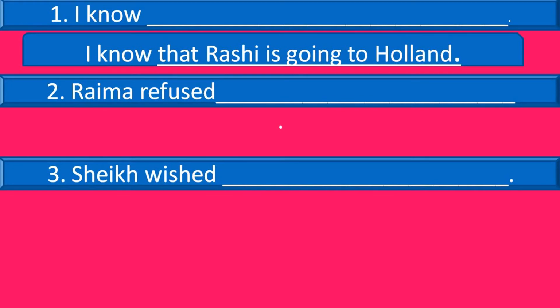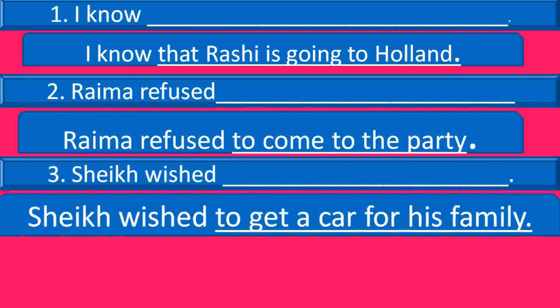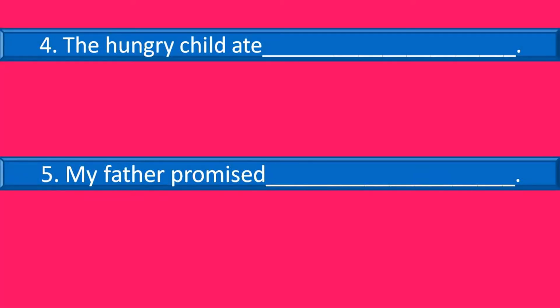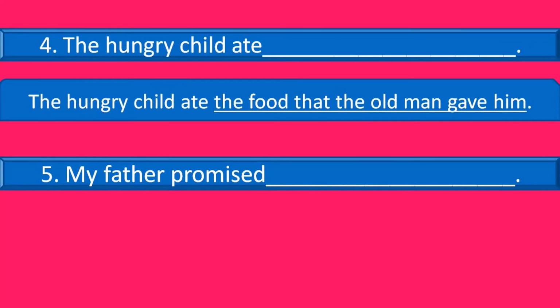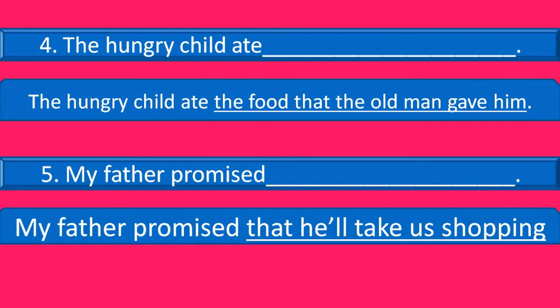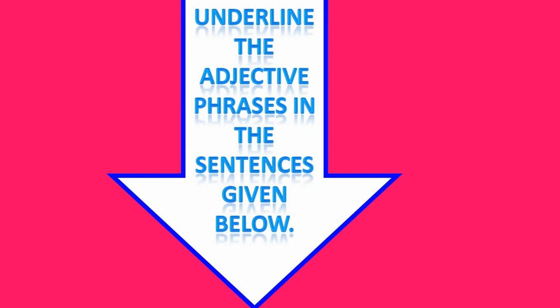Next question. Raima refused Dex. Answer is to come to the party. Sheikh wished Dex to get a car for his family. Next question. The hungry child ate Dex, the food that the old man gave him. Next question. My father promised Dex that he will take us shopping. Next question. Underline the adjective phrases in the sentences given below.